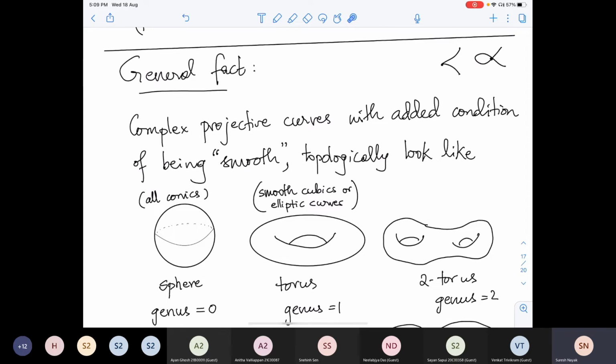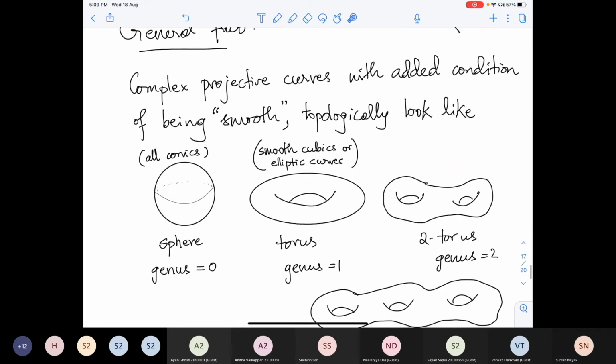If you do that, then topologically one can show, and this was the question somebody was asking earlier, they'll either look like this sphere. All your conics are equivalent over complex projective space, and they will all look like a sphere. Your complex parabola will be missing a point at infinity, so it will be a sphere minus a point at infinity. But all your smooth conics will look like a sphere.